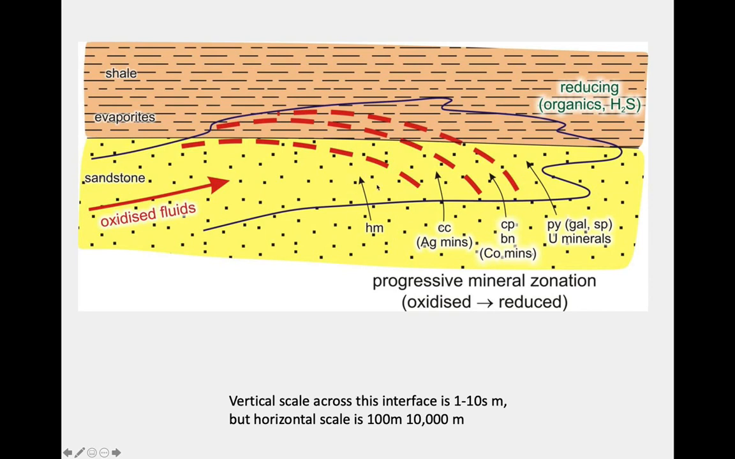So we might start with hematite here, oxidizing. We will go through to chalcocite. Then we get through to chalcopyrite, bornite. Further on, we might get pyrite, galena, sphalerite, and uranium minerals. So this is the broad idea where we have an intersection of an oxidizing with a reducing system. As you can see here, we might have a very small vertical scale, but the horizontal scale can be huge depending on the nature of these interactions and the redox states. So, 100 meters, 10 kilometers.